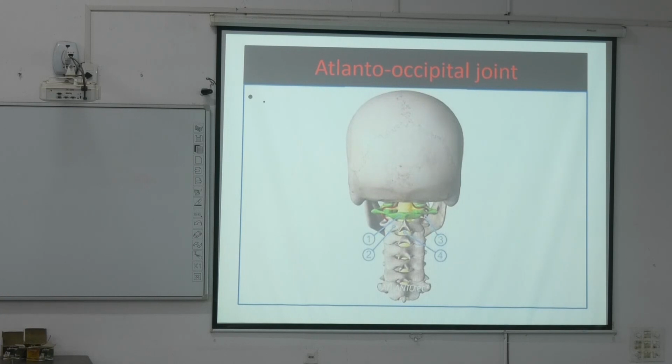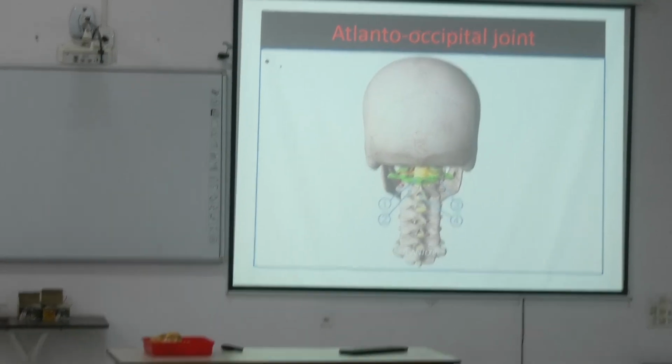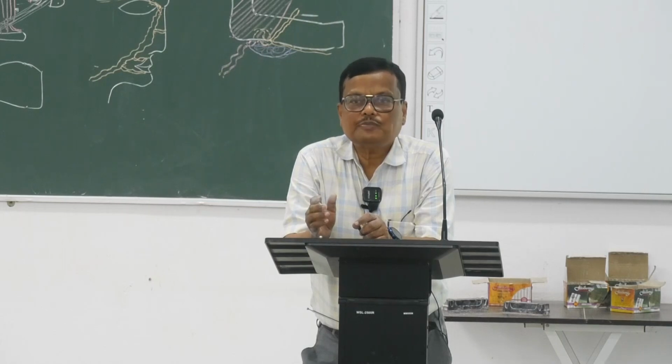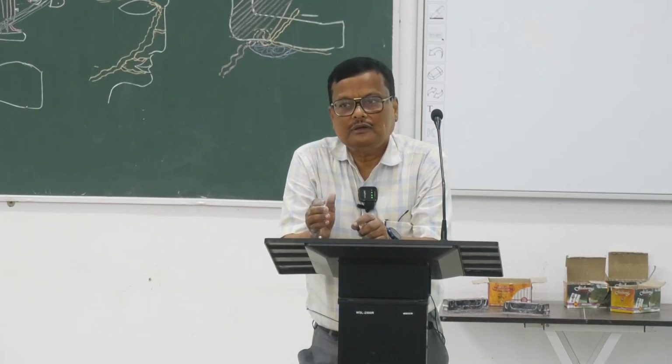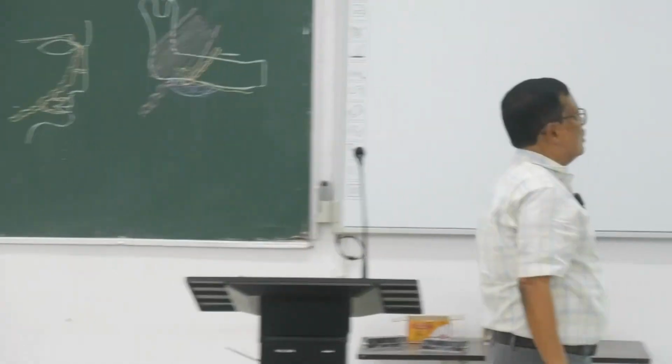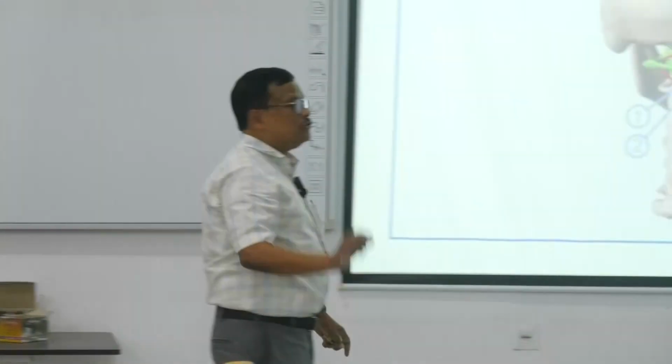atlanto-occipital joint. I have already said how we read joints: type of joint, subtype of joint, then bones forming the joint, then the ligaments, movements, nerve supply, arterial supply, muscles producing the movements, and last but not the least the applied part. This is how we study. So atlanto-occipital joint. So it is an introduction.